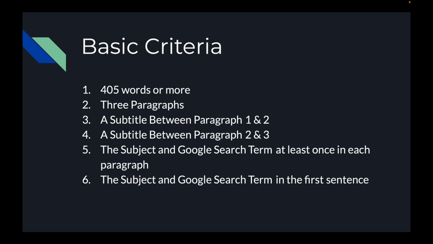The basic criteria is that the article must have 405 words or more. It must be 3 paragraphs and have a subtitle between the first and second paragraph and a subtitle between the second and third paragraph. The subject and the Google search term must be used at least one time in each paragraph, and the subject and Google search term must be in the first sentence.